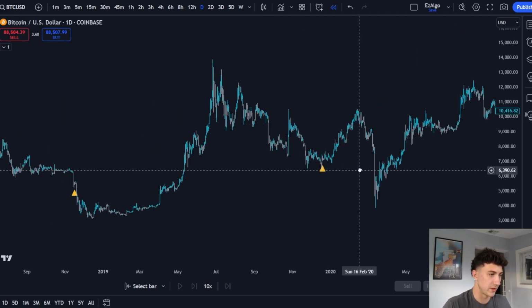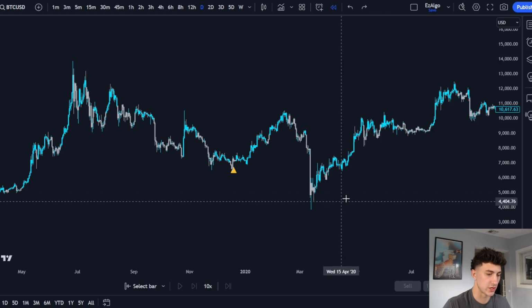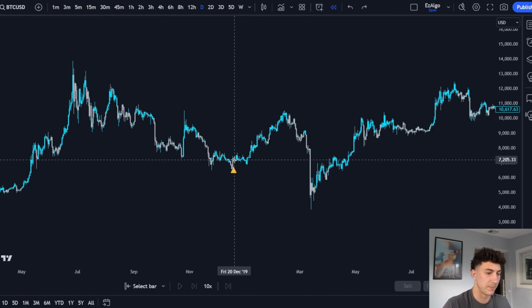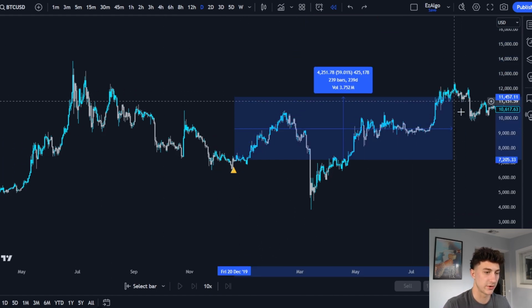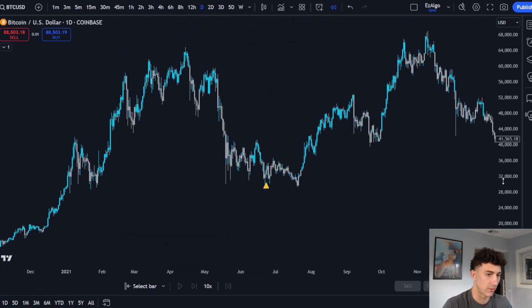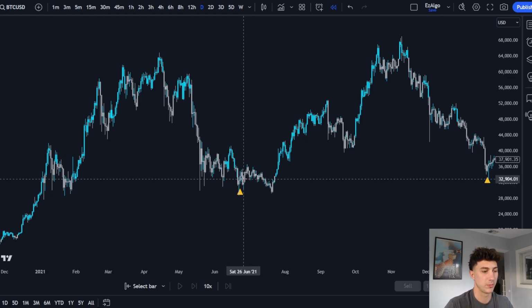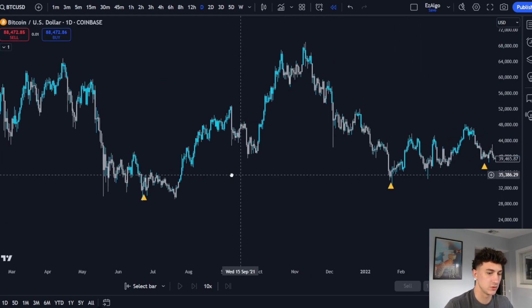We get another accumulation buy. We didn't get this drop here on the daily, which is unfortunate. I thought the algo would pick up this one, but we got this one at around 7,200. Let's keep it pushing, move up. Okay, during the midpoint of the previous bull market, we got an accumulation buy here on the daily time frame right at that local bottom before price pushed up to new all-time highs.